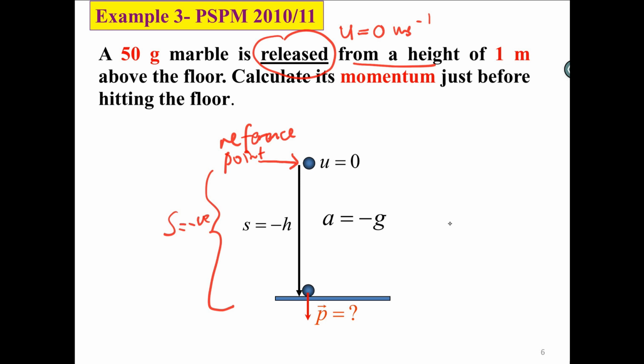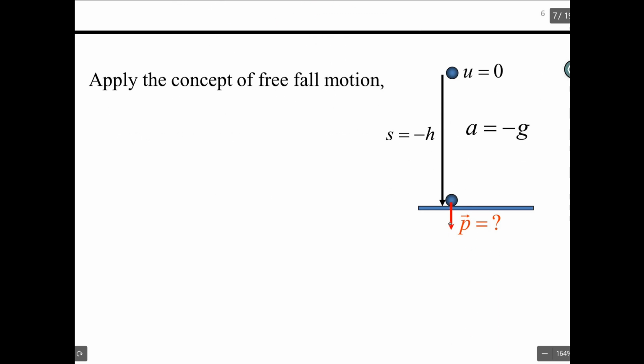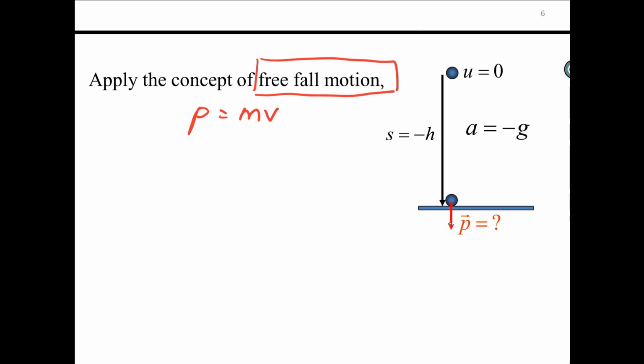The solution. Based on the concept of free fall motion. So free fall motion, you already learned in chapter 2. So we are told to apply the concept of free fall motion. The question asks about momentum. So we know momentum is equal to mv. The value of momentum we don't know, and V we also don't know. So there are two unknowns. So we can use the free fall motion equation: V squared is equal to U squared minus 2GS.